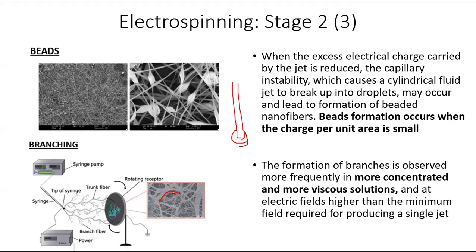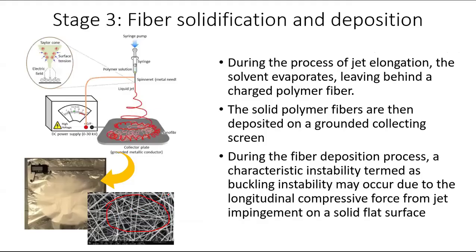The branches are observed more frequently in more concentrated and more viscous solutions. If you do have a very highly concentrated and very viscous solution in the electrospinning, and the electric field is higher than the necessary electric field that we need, then the jet formation can happen.